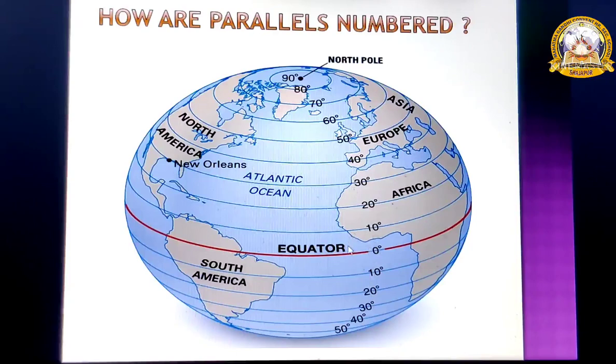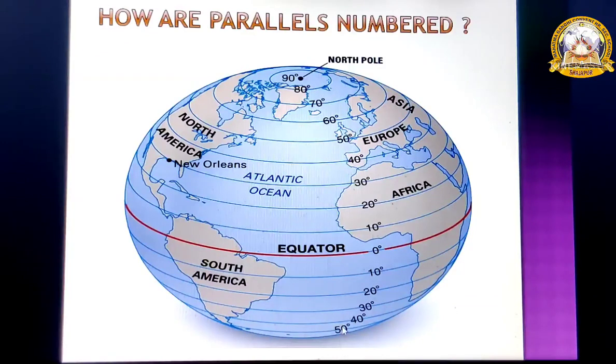And those parallels which are below the equator are marked as S, south, है ना: 10° south, 20° south, 30° south, 40° south. Okay, so there are 90 parallels above the equator and 90 parallels below the equator.